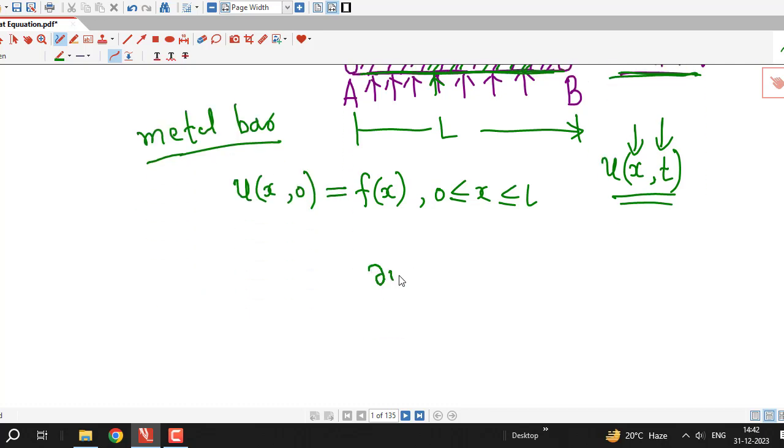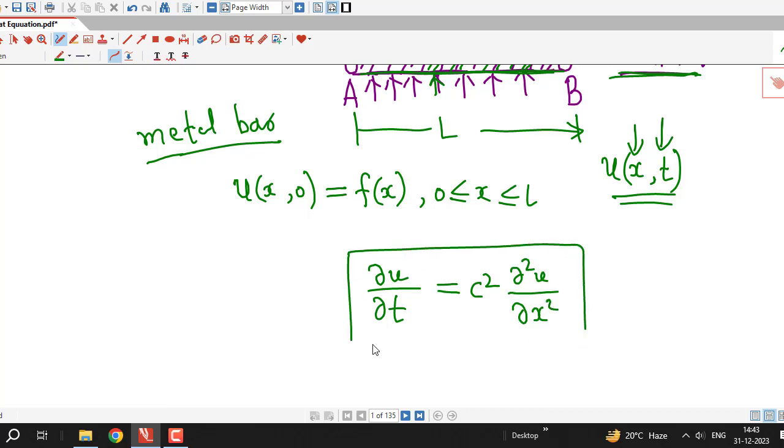Then to find that distribution of temperature, we have to solve the equation known as the heat equation, which is given by del u by del t equal to c square times del square u by del x square. The solution of this heat equation is nothing but the temperature distribution in a metal bar of length L at any position x and at any time t.